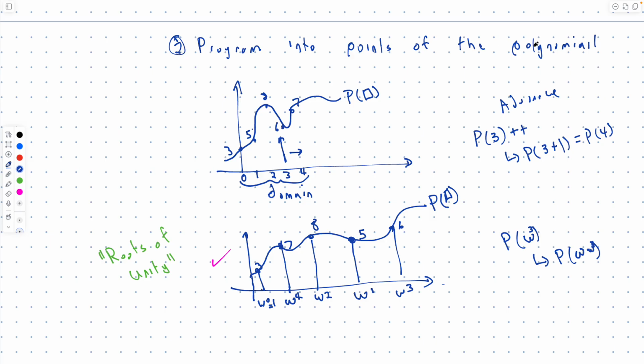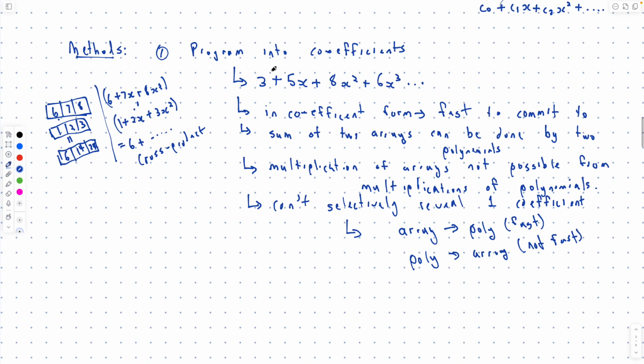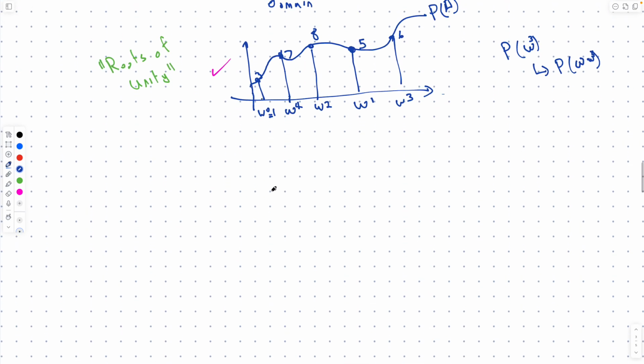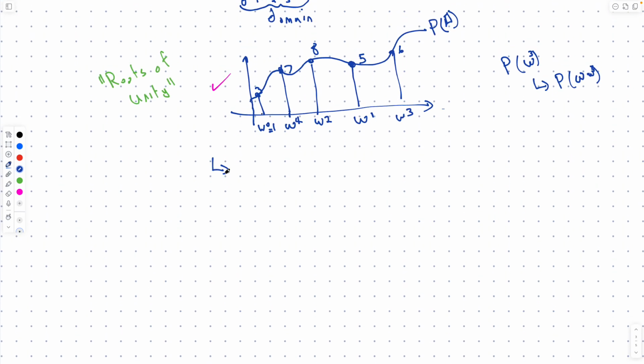Okay, so we want to program into the points of the polynomial. So I want to kind of model this. The first comment I made was how fast is it? Then I talked about adding things together. Then I talked about multiplying things together. And then we talked about selectively revealing. So let's think about those 4 things for this approach.